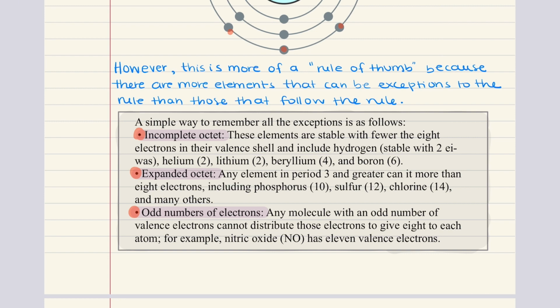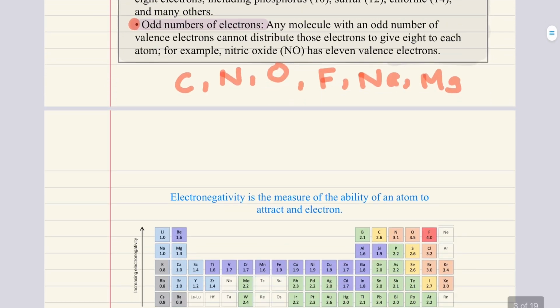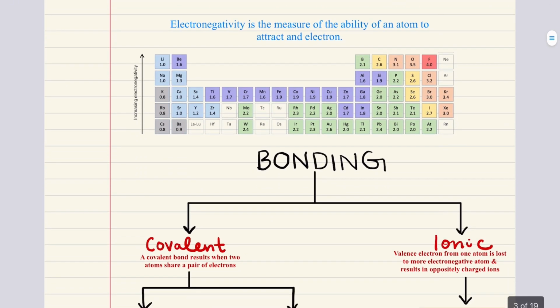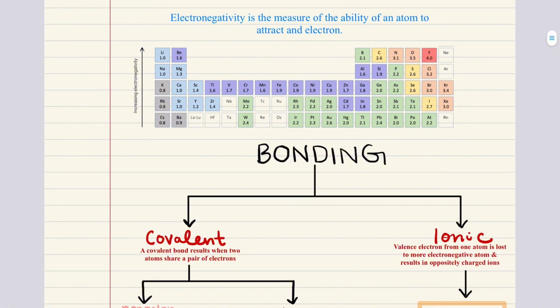Now, another way to remember the exceptions is actually to remember the common elements that almost always abide by the octet rule. They include carbon, nitrogen, oxygen, fluorine, sodium, and magnesium. And remember that nonmetals gain electrons and metals lose electrons to achieve their respective complete octets. With this information, we want to move into classifying chemical bonds into 2 distinct types, ionic and covalent.